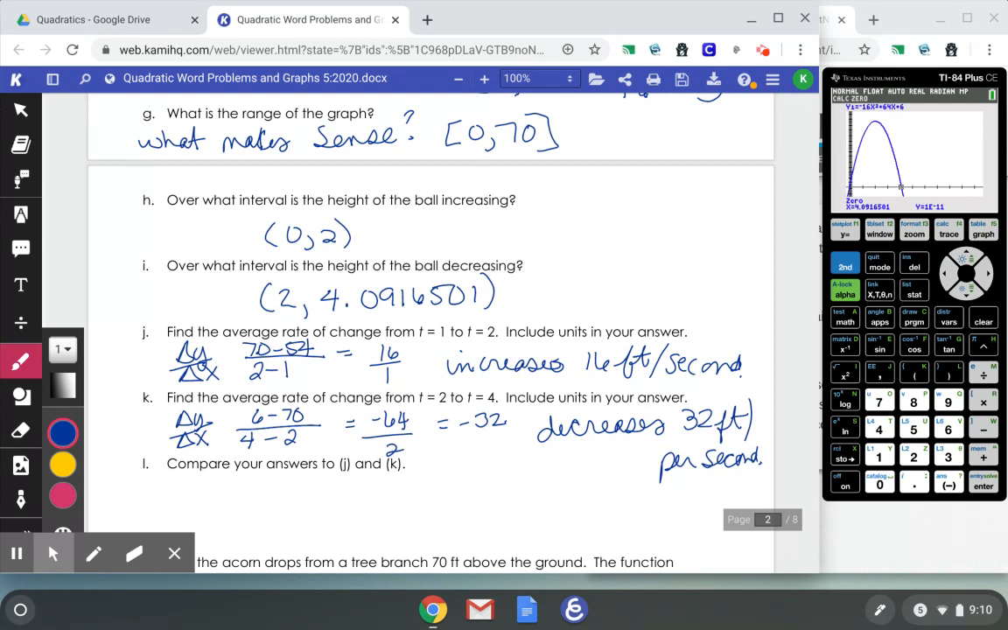So compare our answers in J and K. J has a positive rate because it's going up.